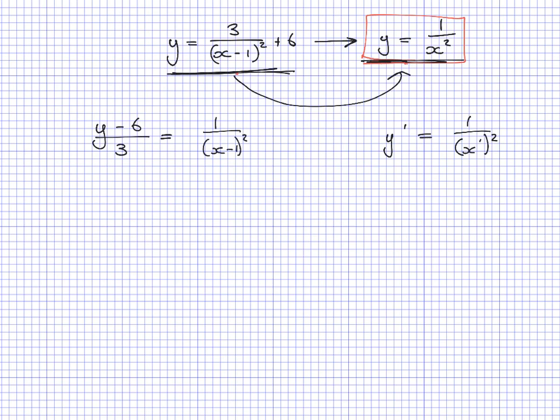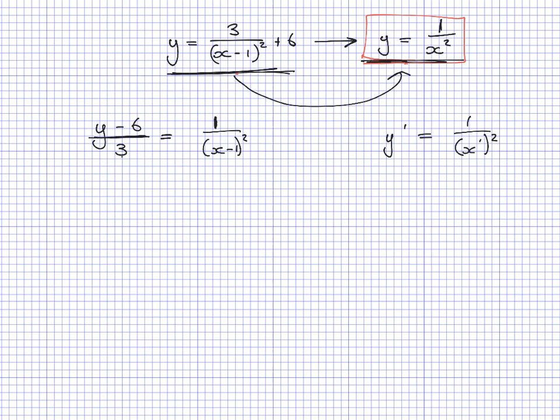It looks like that because I've moved the 6 to become a negative, and then this number on top here, I wanted that to be a 1, just like it was in the desired function. So I had to divide by 3. When I divide this by 3, I divide the other side by 3 as well. Because I'd moved the 6 first, it happens to the entire left-hand side now.